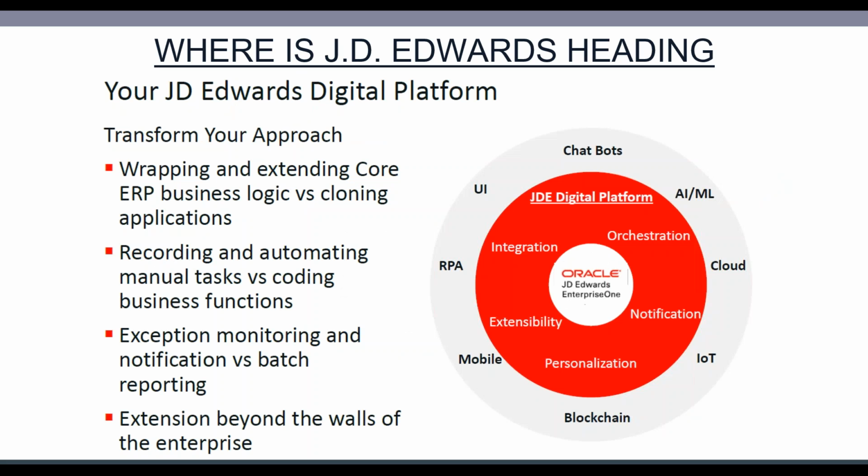JD Edwards is still the core ERP system, but it's being wrapped by all of these other processes and technologies that assist you to communicate and act outside of your business. Being able to help you take and automate mundane manual tasks, be able to get alerted and get reporting, be able to reach outside the walls of your organization and be able to interact more seamlessly, more consistently, more accurately with the rest of the world and your organization.